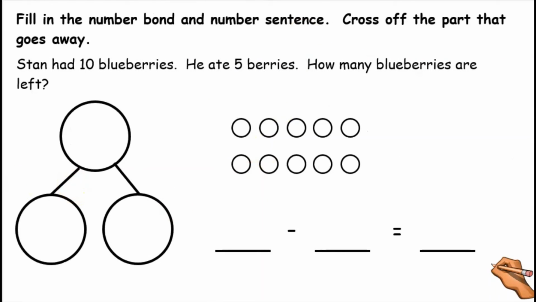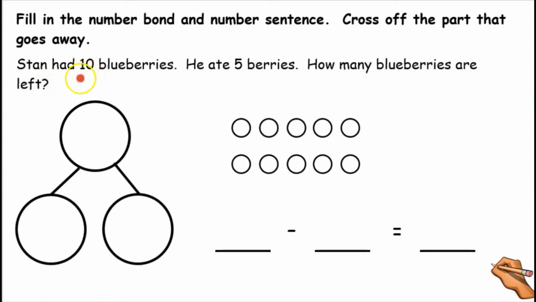Okay, here we go. Stan had 10 blueberries. He ate 5 blueberries. How many blueberries are left? Your teacher's going to pause the video. You may want to draw your own 5 group drawing. Cross out the part that goes away, and then complete the number sentence and number bond to match the story.